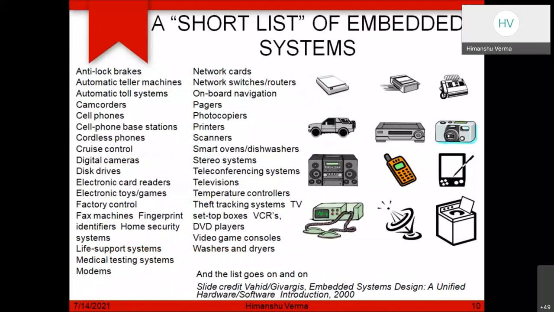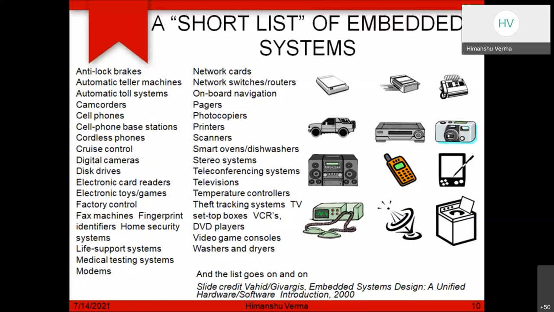Now this is just a short list of embedded systems. Why am I saying this? Because embedded systems are everywhere. If we talk about any device, it may be in the form of an embedded system. For example, the anti lock brake system of an automotive vehicle, or an ATM machine. Automatic toll systems are a good example. Camcorders, cell phones, digital cameras, and our disk drives, where the controller of that drive contains a small microcontroller that provides access between the motherboard and the disk. Also electronic card readers, a lot of electronic toys and games.